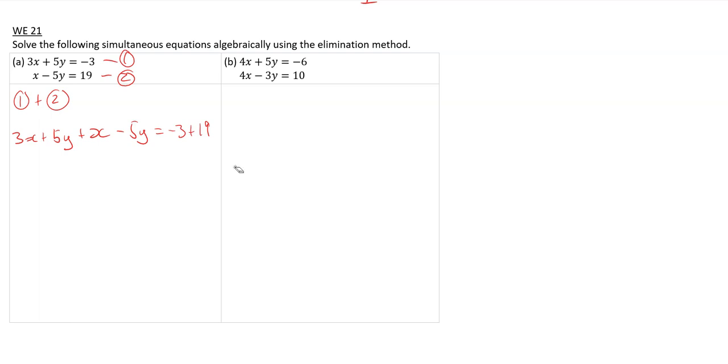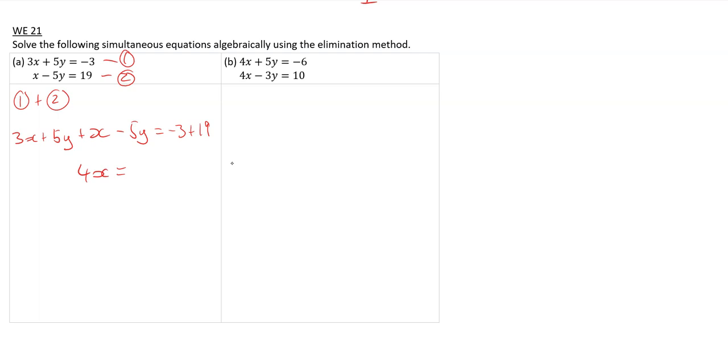Now, why did we do that? Well, clearly I can see I've got a positive 5y and a negative 5y here. And that's helpful because if I add them together, they're going to disappear, and then I'm left with just one unknown, which is the x on each of these things. So 5y minus 5y equals 0, so I'm left with 3x plus x, and what's that going to equal? 4x. Well done. Excellent, people.